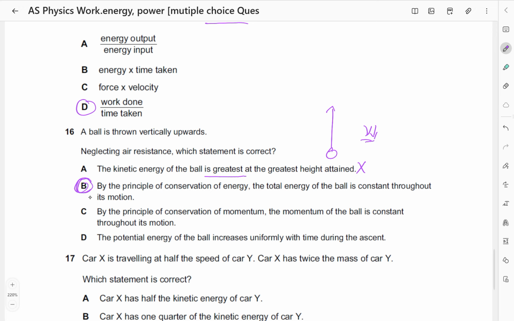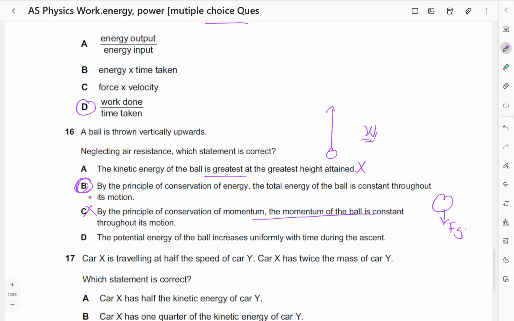Because air resistance is negligible, the loss in kinetic energy will be equal to the gain in potential energy. So by the principle of conservation of energy, total energy remains constant throughout the motion. By the principle of conservation of momentum, the momentum of the ball is constant throughout its motion. This one is not constant because the ball alone is not an isolated system. The ball is being acted upon by the force due to gravity. So this principle is not obeyed.